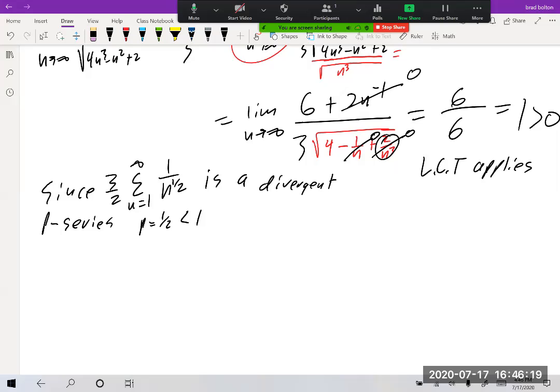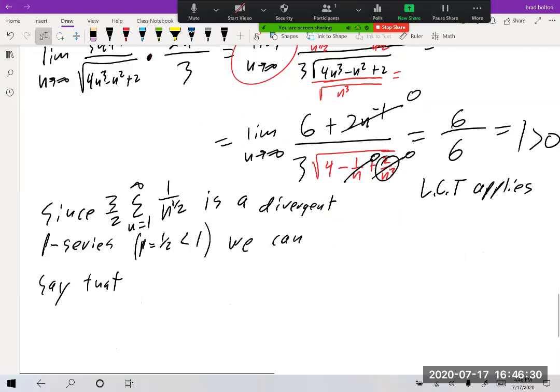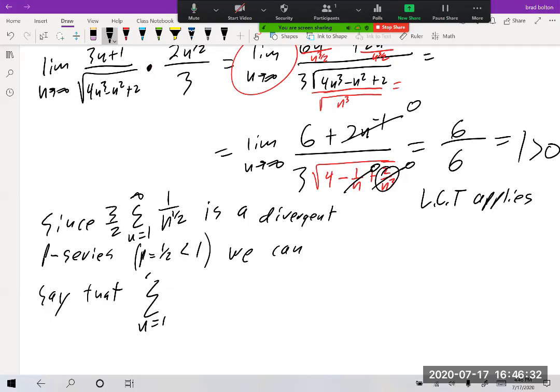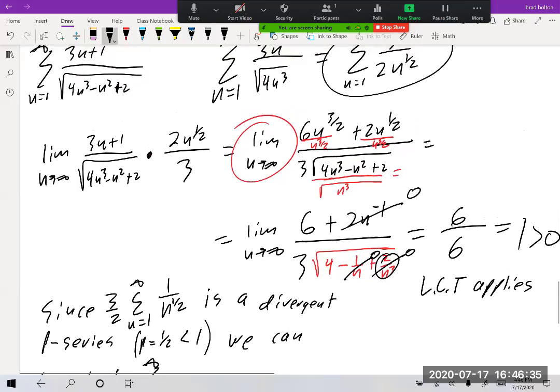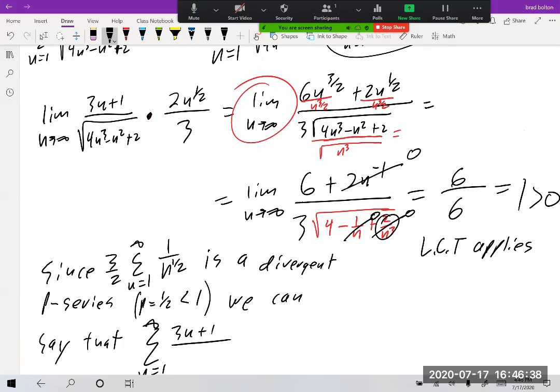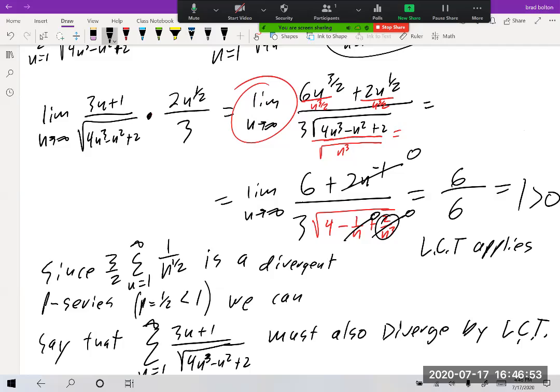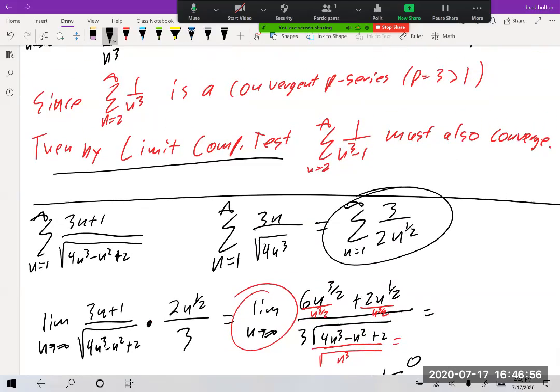Since this is a divergent p-series with p equals 1/2, which is less than 1, we can say that the original series, 3n plus 1 divided by the square root of 4n cubed minus n squared plus 2, must also diverge by LCT, the limit comparison test.